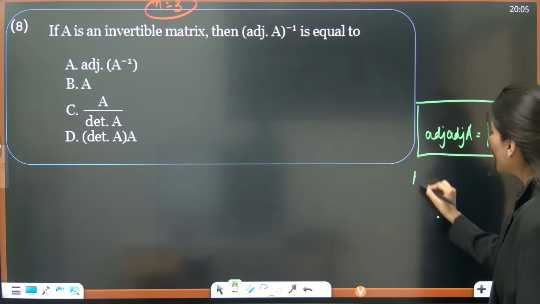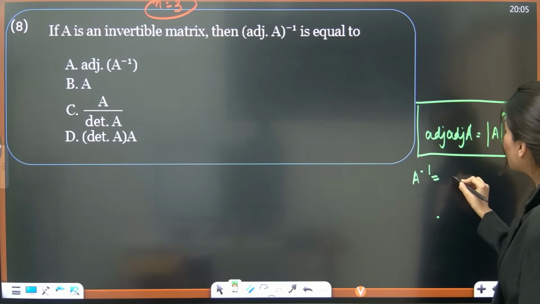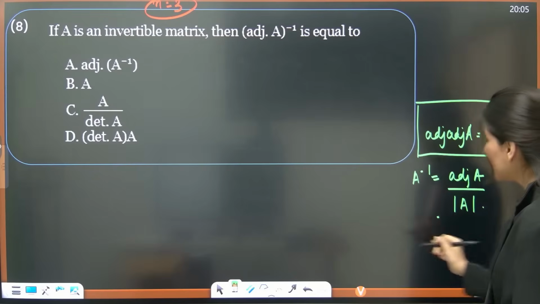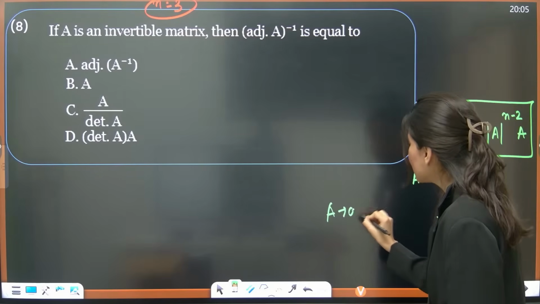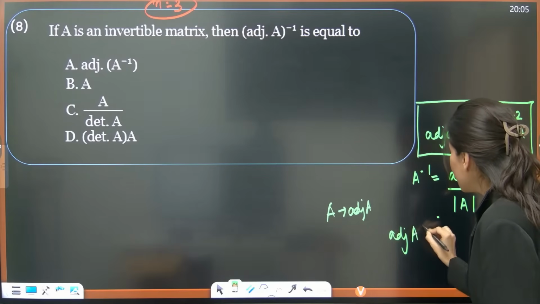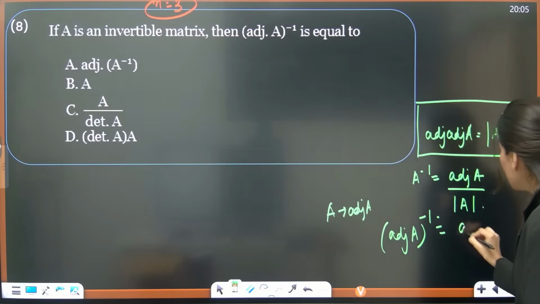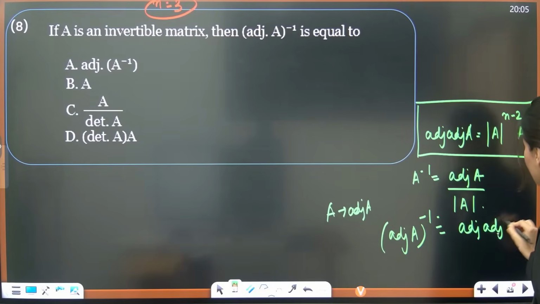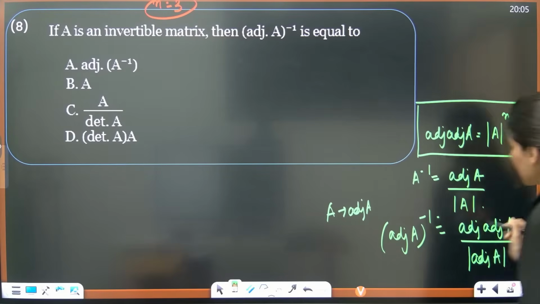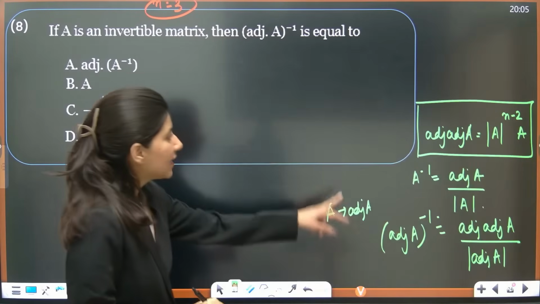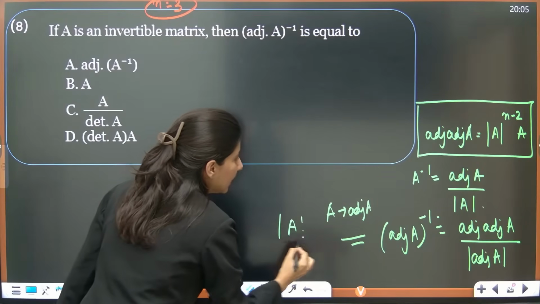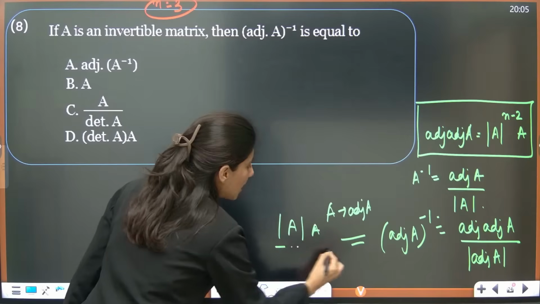See, A inverse is, tell me what is A inverse, ma'am? Adjoint of A upon determinant A, correct? Now, if I'm going to replace A by adjoint of A, what do I get? Adjoint A inverse is equal to adjoint of A upon determinant of adjoint A. Absolutely correct. Now, from this formula, we can say adjoint A is nothing but determinant A into A matrix upon adjoint A.